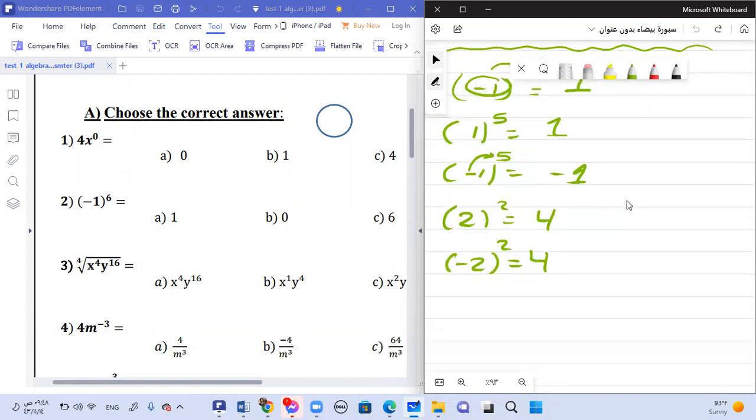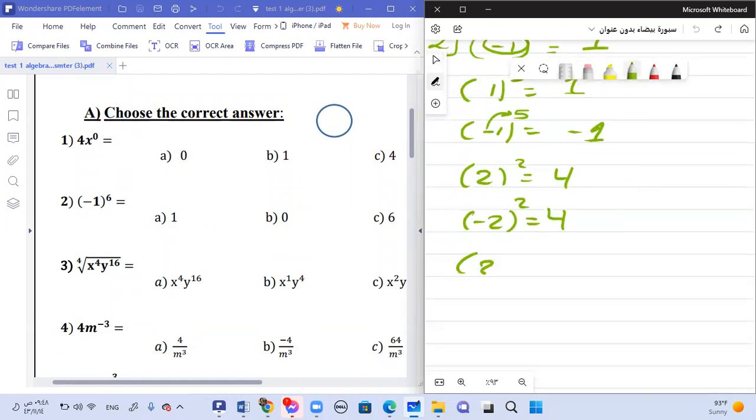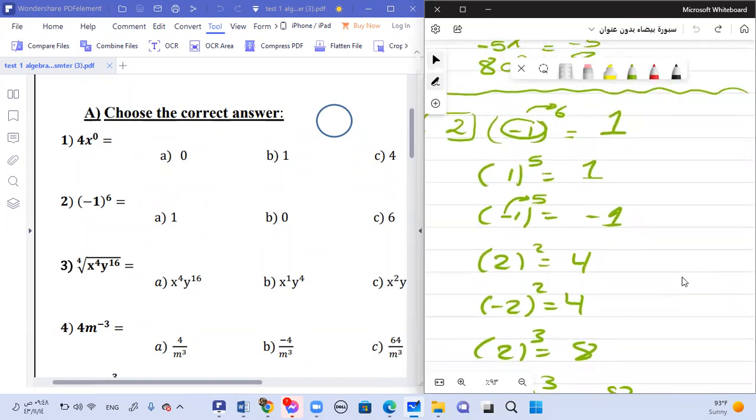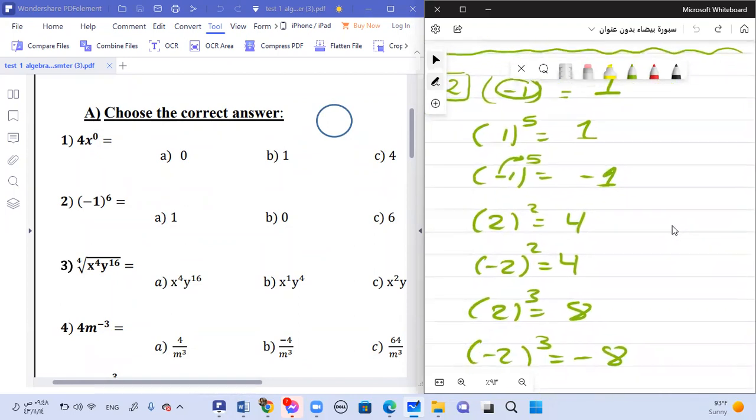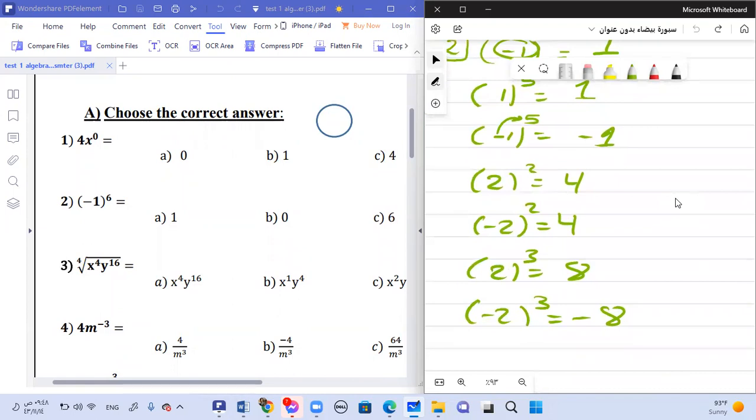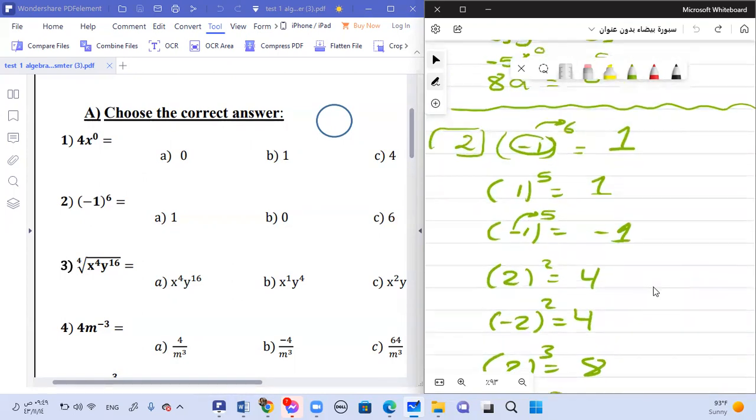Okay, like this one. If we have 2 power of 3, what is the answer? 8. If we have negative 2 power of 3, the answer will be negative 8. So this is all the ideas without a calculator. You can use the calculator to check your answer. Do not forget to open the bracket to solve it. Okay, this is the second idea on quiz number 1.